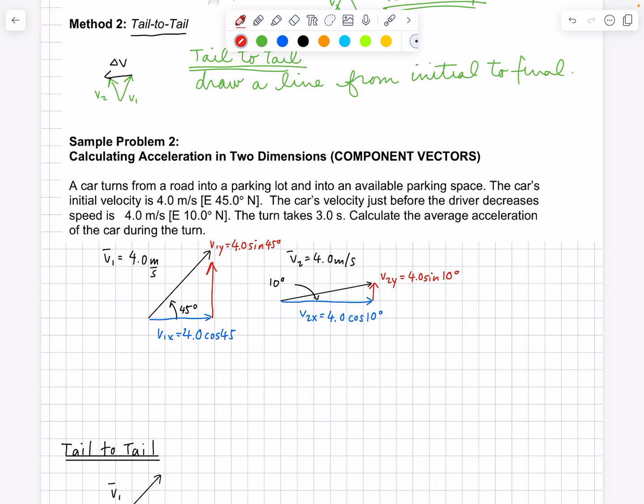So, our goal is to find the change in velocity. The first step we're going to do is find delta Vx, which is V2x minus V1x. So it's 4.0 cos 10 minus 4.0 cos 45. If you punch this into your calculator, you get 1.1 meters per second east.